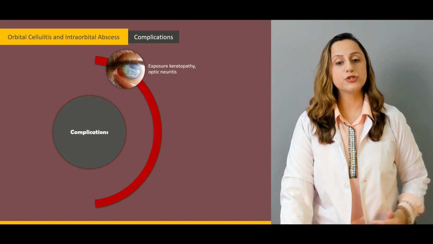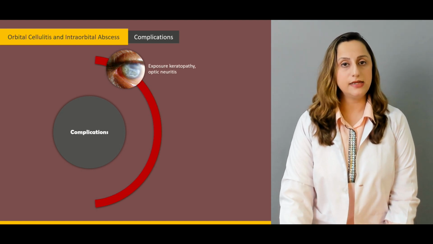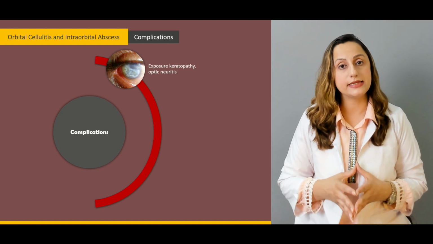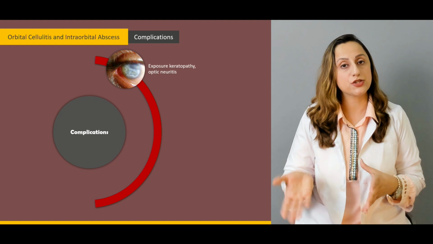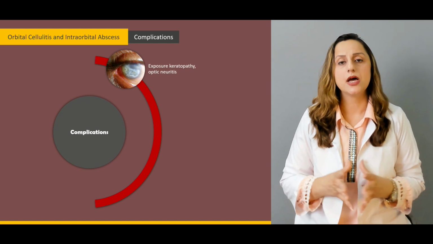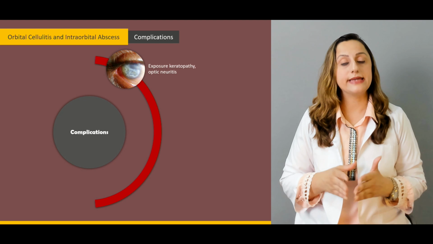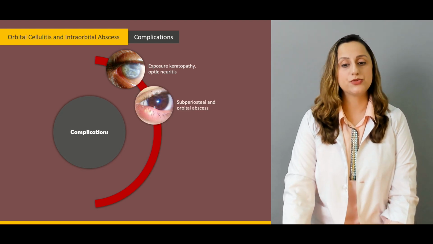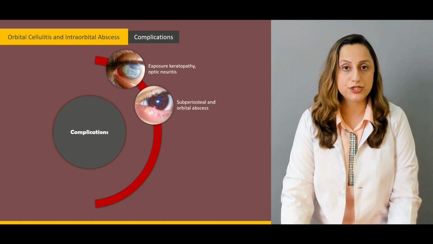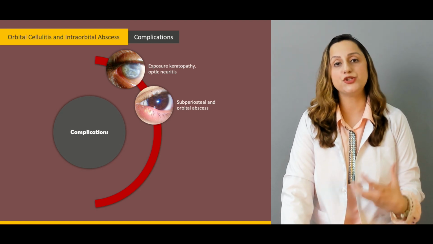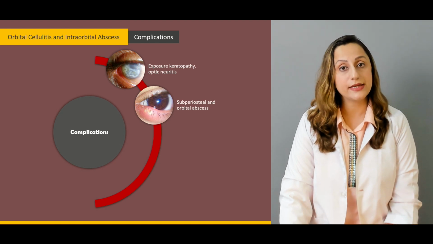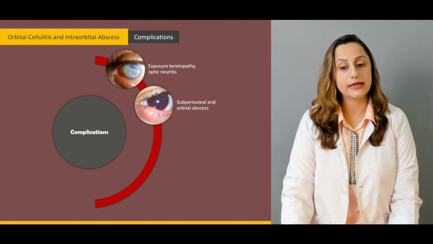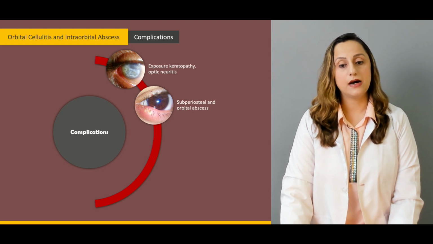The complications would include exposure keratopathy due to the inability to close the lids. There can be features of keratopathy, either keratitis or ulcerations that occur at the corneal level. Optic neuritis may be noted due to the effects of compression and the cellular infiltrates that accumulate. There would be marked swelling of the structures of the orbital cavity. Subperiosteal and orbital abscesses would be seen.